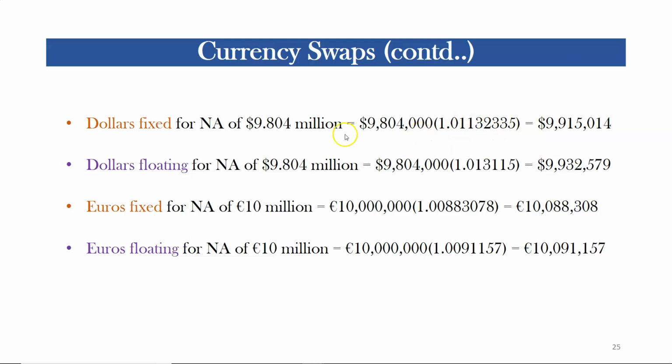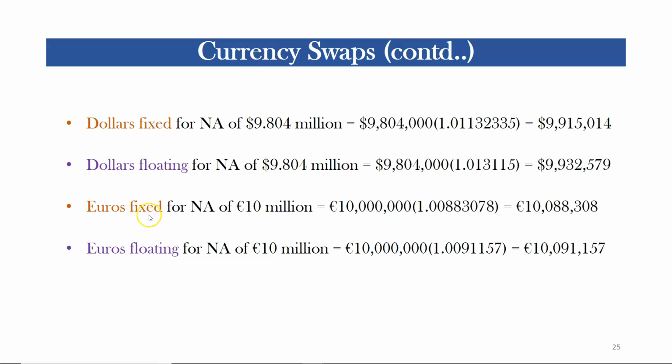So the fixed notional value of $9.804 million at the start will now be $9.804 million multiplied by the price of the fixed bond as we calculated, which is now equal to 9.915014. Similarly, dollars floating for a notional value of 9.804 million will be equal to 9.932579 million. This is if you are paying or receiving dollars floating in a currency swap.